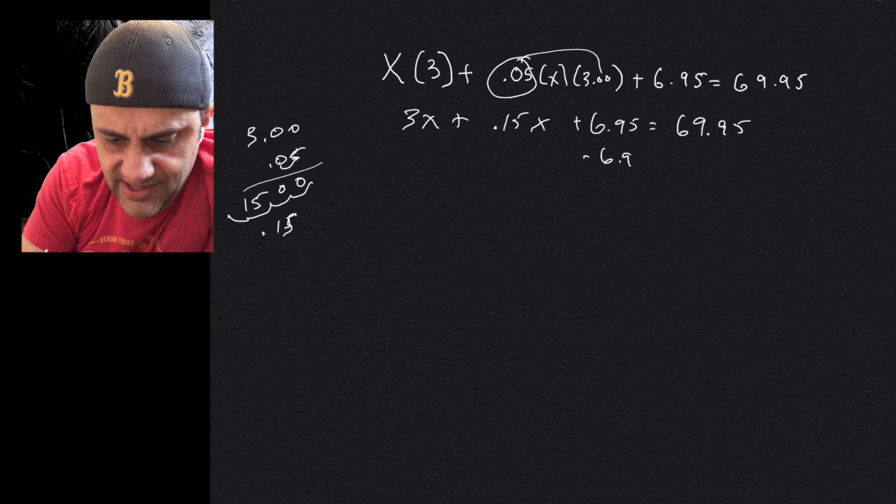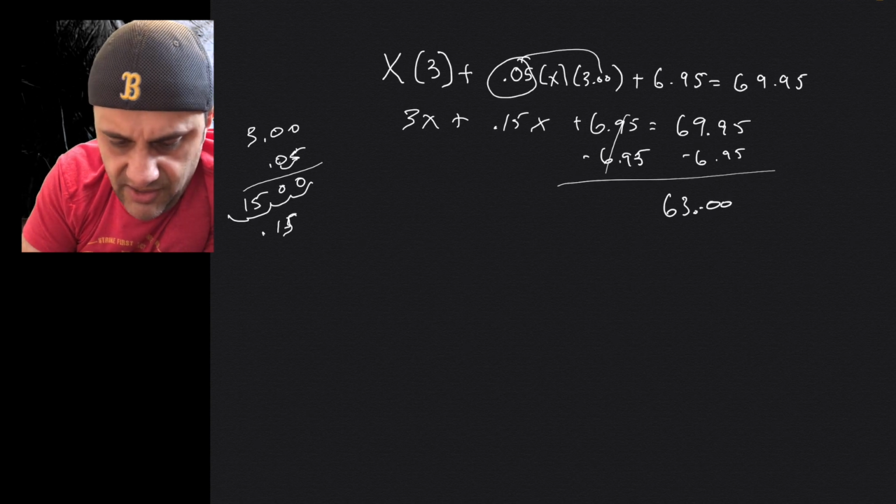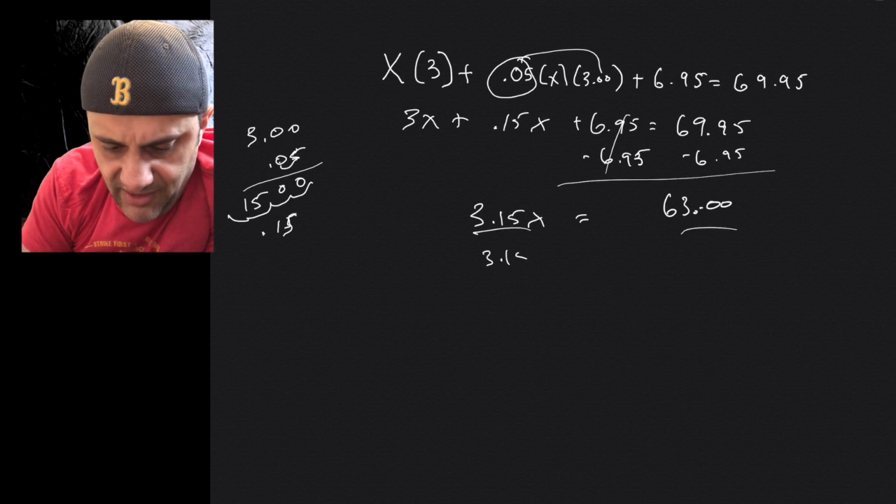Then we subtract, we want to put all the numbers together. We subtract these guys, that cancels out, so we get 63, 63 even, and this is 3.15x. So 3.15x equals 63. Then we divide each side by 3.15 so that we cancel this.